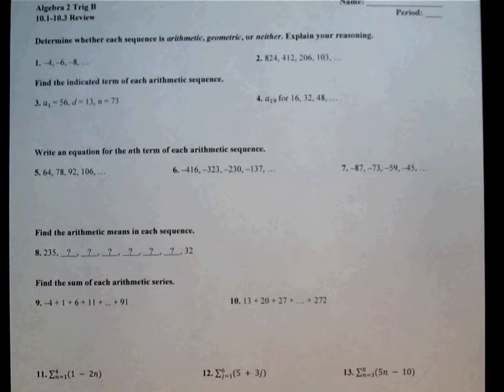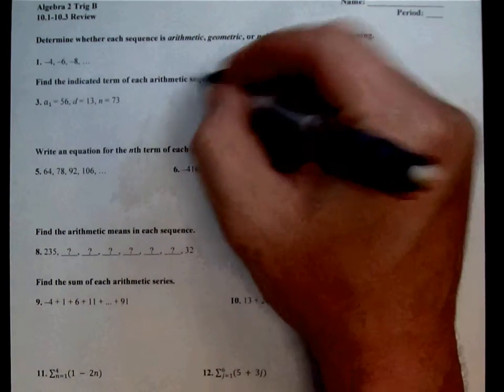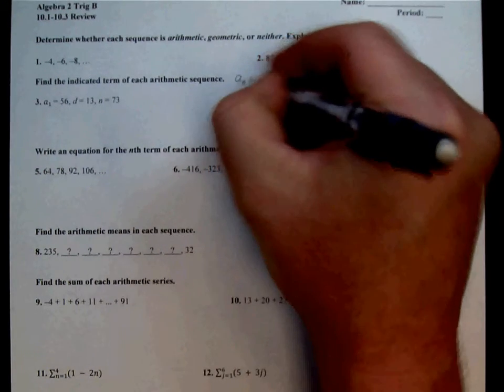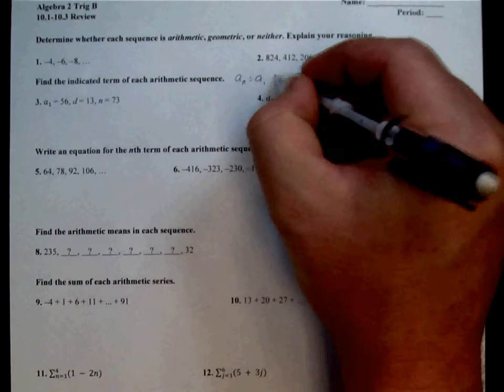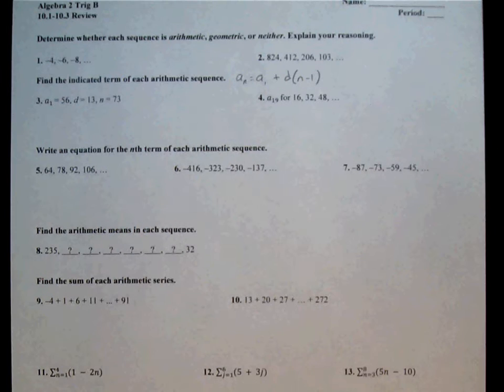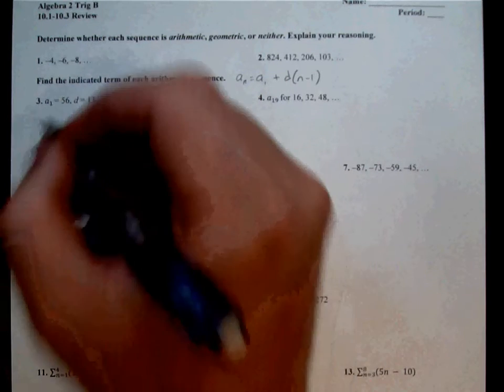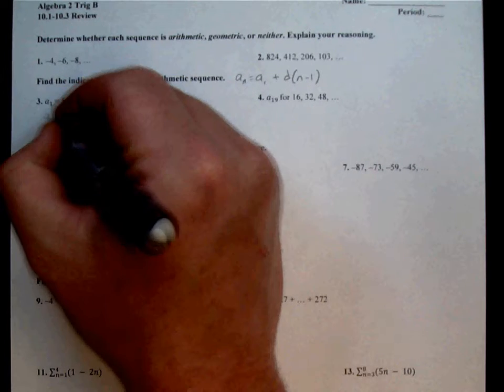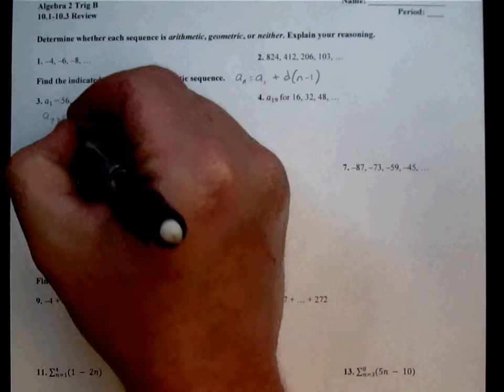Okay, I'm going to go through a few of these problems to make sure you're able to get on your way. I'm going to start with number 3. This is an arithmetic sequence, so our formula is this. And so on number 3, we know our first term, we know d, and we know n, so we're looking for the 73rd term. That's what they're asking us to do.